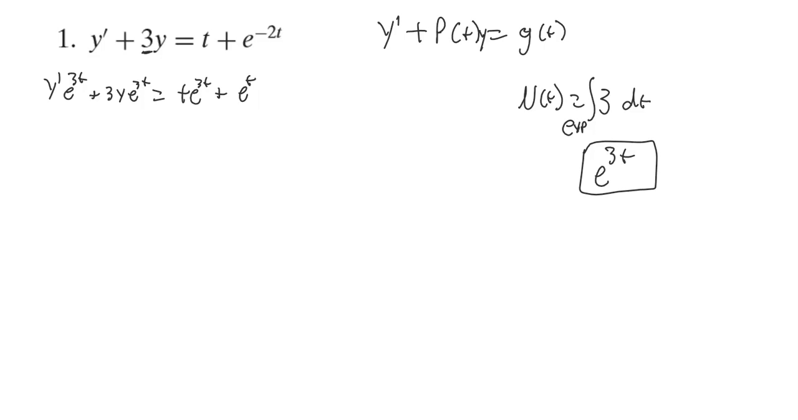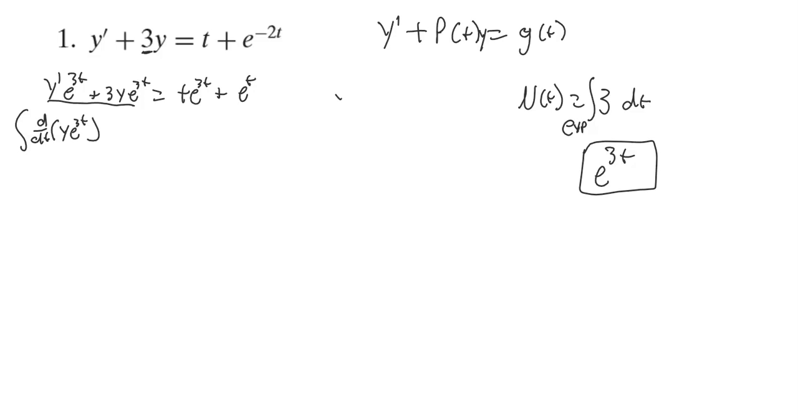So now we're left with this, and what this allows us to do is basically what's happening on the left side of the equation. We have y prime e to the 3t plus 3y e to the 3t. What I just underlined, we're going to put the derivative on the outside. So it's going to be d dt of y e to the 3t. So that's basically the derivative. When you take the derivative of this, you get this function.